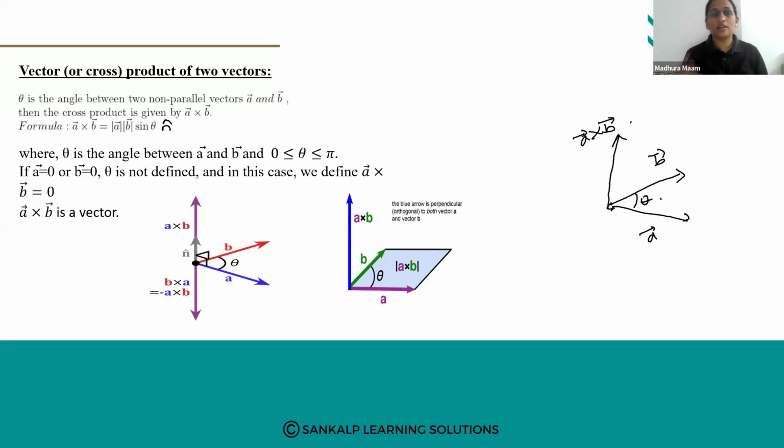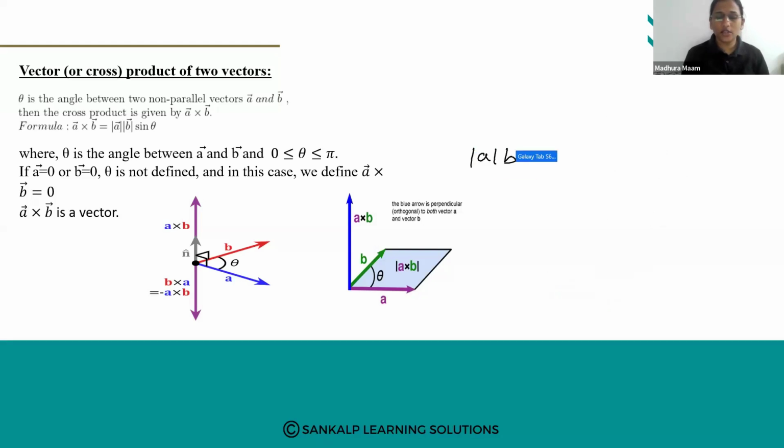Remember, this A cross B is always a perpendicular vector. If this gives you the other direction, then it is minus A cross B. It is still perpendicular, but in the opposite direction. And how is it defined? Magnitude of A into magnitude of B into sine theta into n cap. And what is the theta here? It is the angle between A and B.